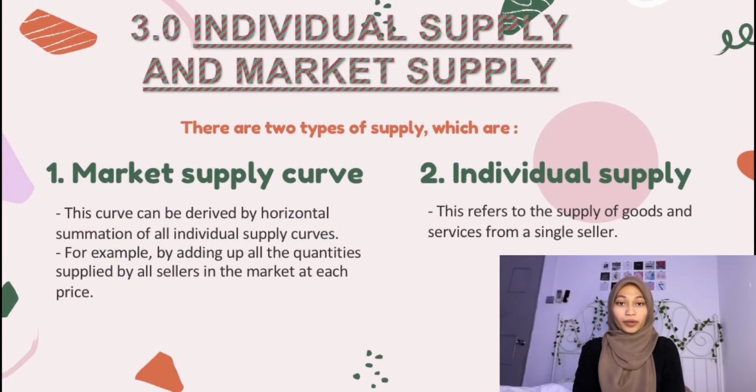Individual supply and market supply. There are two types of supply. The first one, market supply curve. This curve can be derived by a horizontal summation of all individual supply curves. For example, by adding up all the quantities supplied by all sellers in the market at each price. Second one, individual supply. This refers to the supply of goods and services from a single seller.